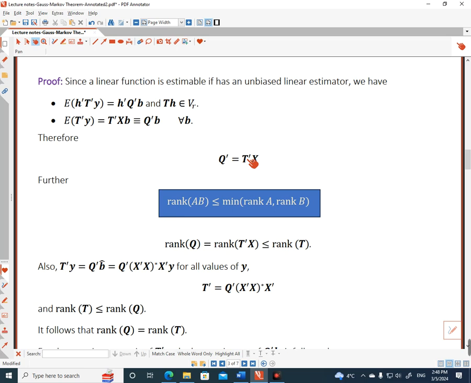For the rank, consider that the rank of the product of two matrices is always smaller than or equal to the minimum of the ranks of each of the matrices. So I can write the rank of Q as the rank of T prime X, because here Q prime is equal to T prime X. The rank of Q is equal to the rank of Q prime, so the rank of Q is equal to the rank of T prime X, and it is less than or equal to the rank of T.